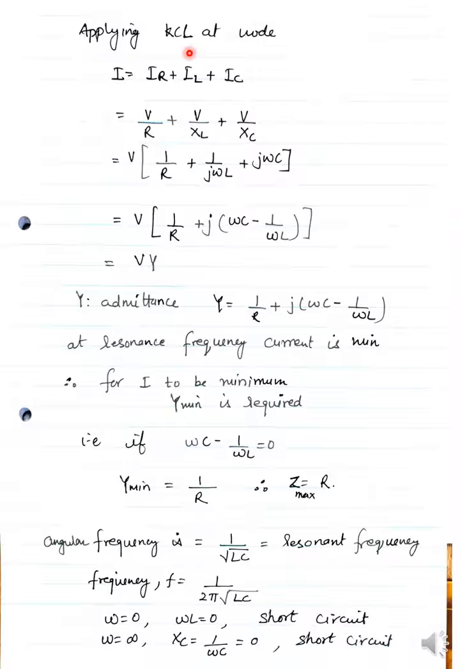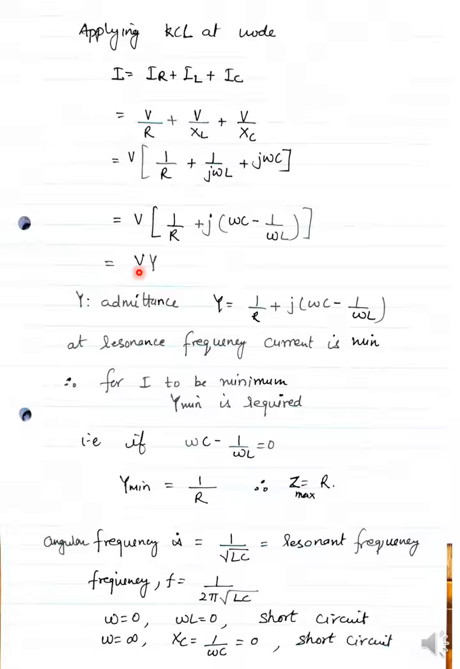So if you apply KCL at node, I highlighted that node in the figure. So I will be equals to IR plus IL plus IC. So we can say, as the potential is same in the parallel circuit, it will be V divided by R plus V divided by XL plus V divided by XC. So it will be V, and this is the value of XL is equals to 1 upon J omega L, and XC is equals to 1 divided by J omega C. So it will be J omega C here. So you take J common, so then it will become omega C minus 1 upon J omega L.